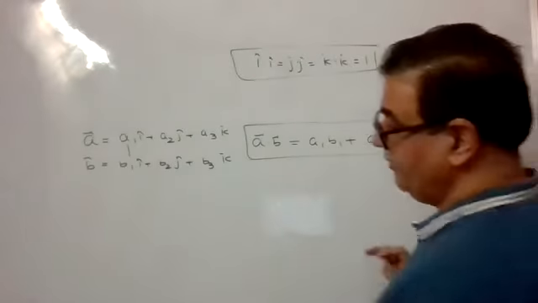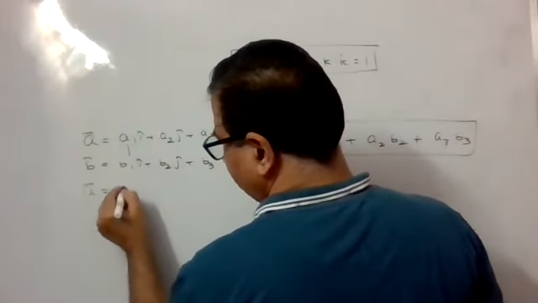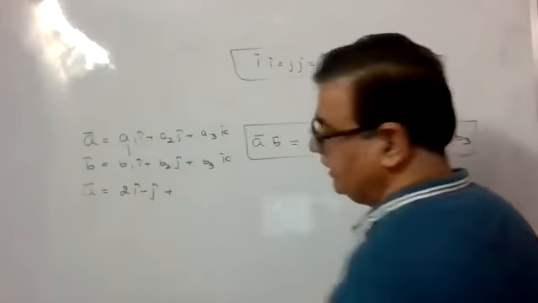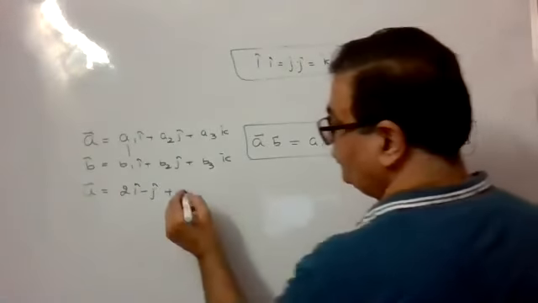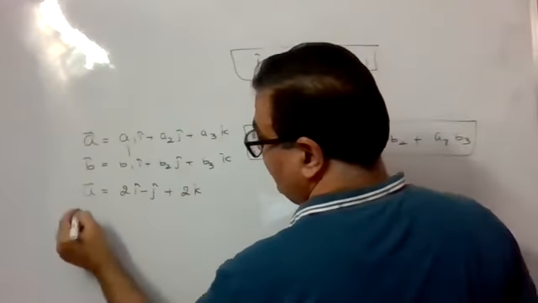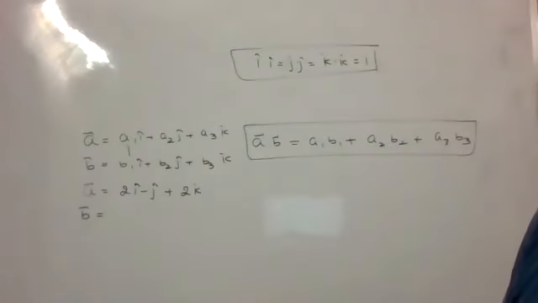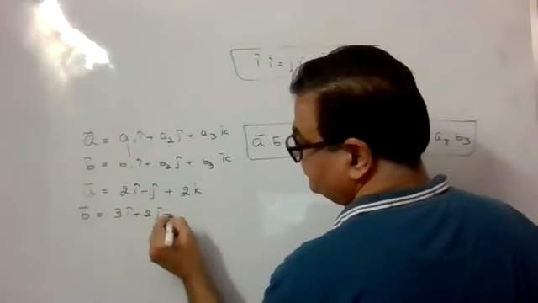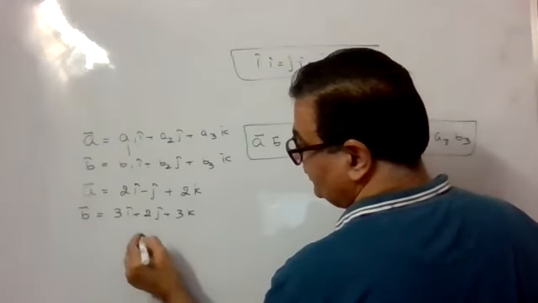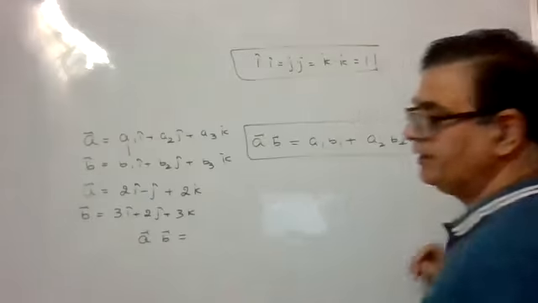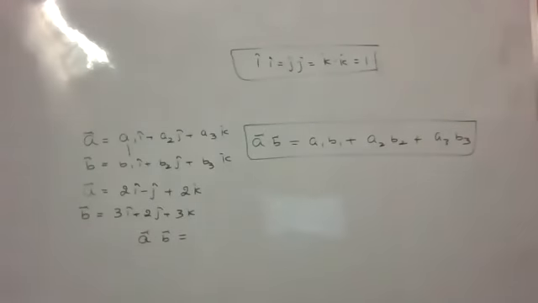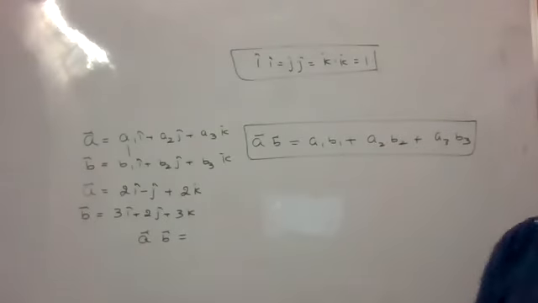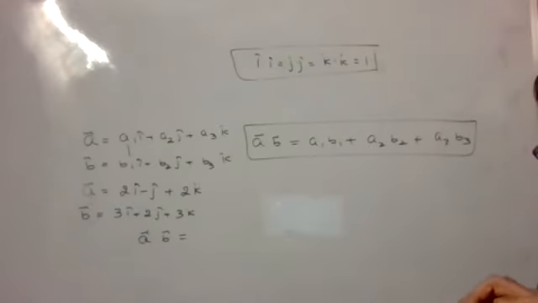Write the question, please. If A vector is 2i minus j plus 2k and B vector is 3i plus 2j plus 3k. My question is, what is A dot B? Find out, please. Simple value you should calculate. Dot product of the two, A and B given. Find out what is A dot B.